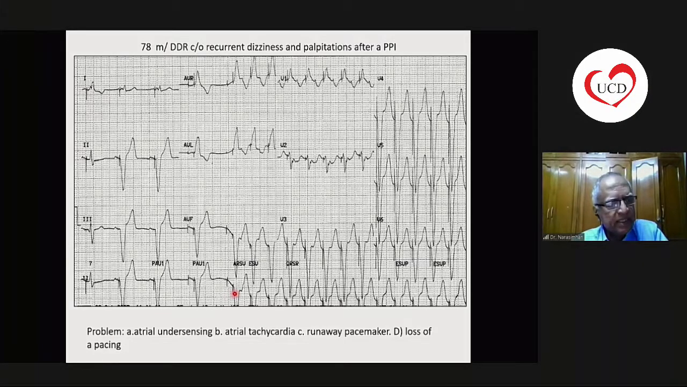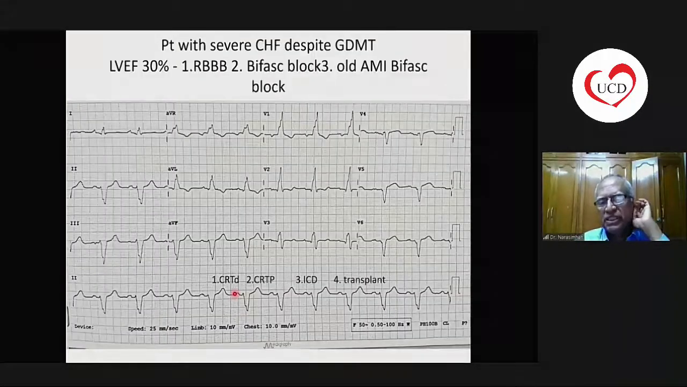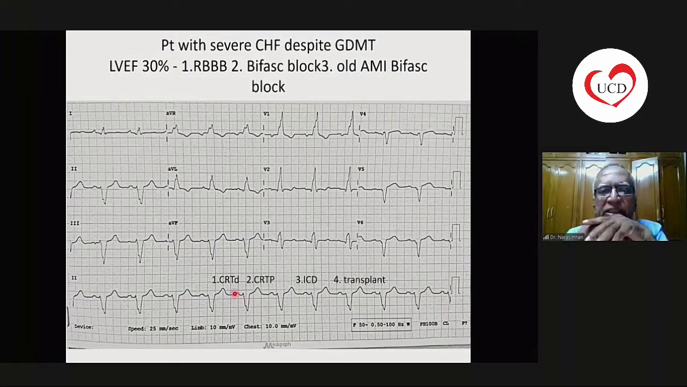I think I'll probably stop with this last patient with severe heart failure despite optimal medical therapy. Next therapy would be, EF of 25%, right bundle morphology. Do you think it will go for CRTD, CRT pacing, ICD, or transplant?